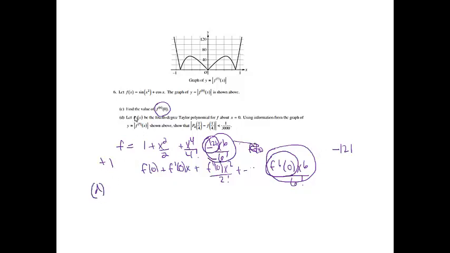All right, part D. Let P of 4 be the 4th degree Taylor polynomial for f about x equals 0. Using information from the graph of the absolute value of the 5th derivative, we are going to show that the difference between the polynomial and the actual function is off by less than 1/3000. So basically, this is asking us to find an error. Since this is not an alternating series, to find the error we are going to use the Lagrange error formula. And if you remember, the Lagrange error formula looked like this.